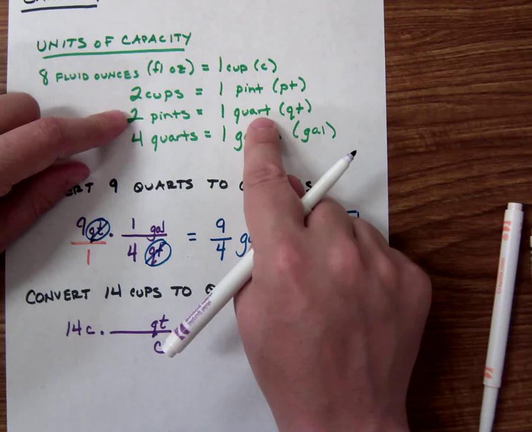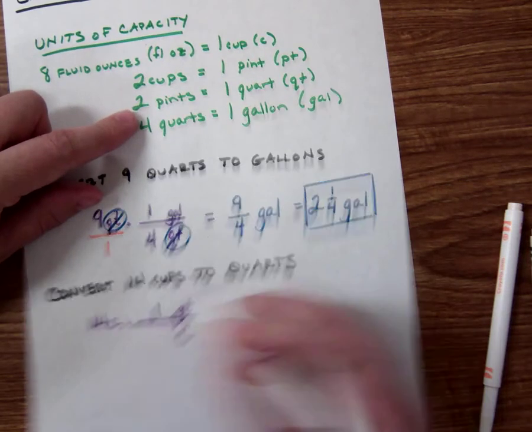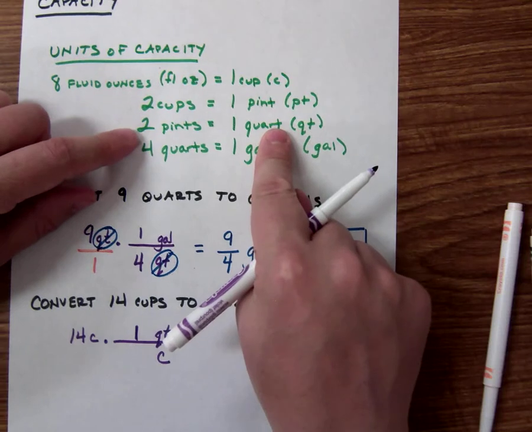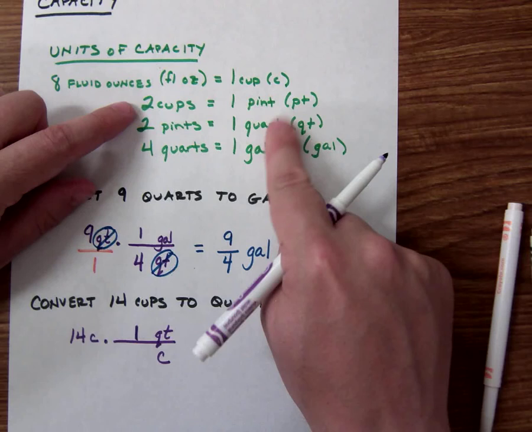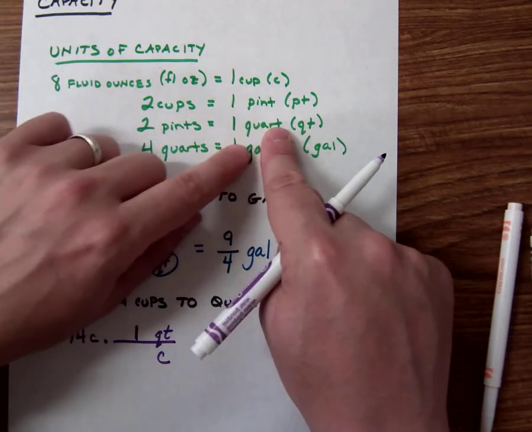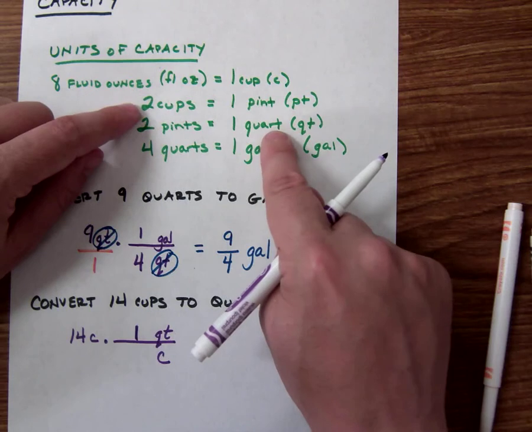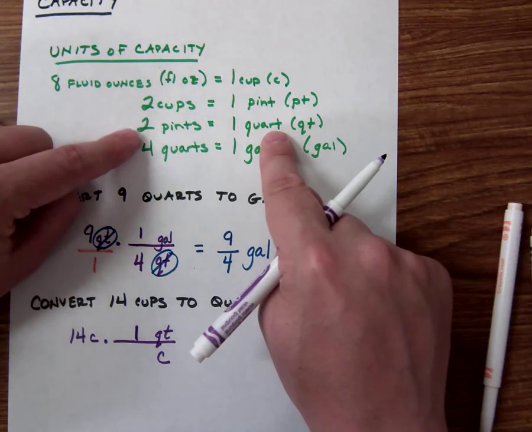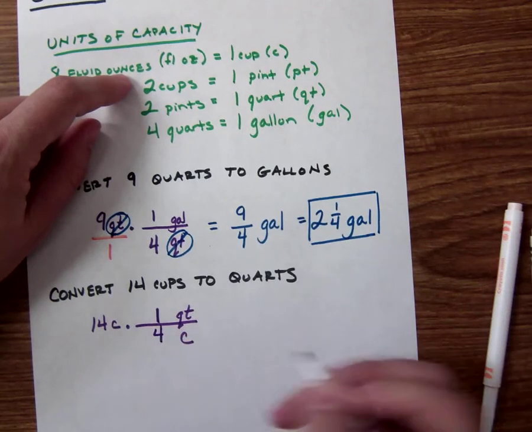In 1 quart, there are 2 pints. So I'm going to do 1 quart. 1 quart has 2 pints, and 1 pint is 2 cups. So how many cups are there in 1 quart? 4. There are 4 cups in a quart because there are 2 pints, and then each pint has 2 cups. So 4 cups.